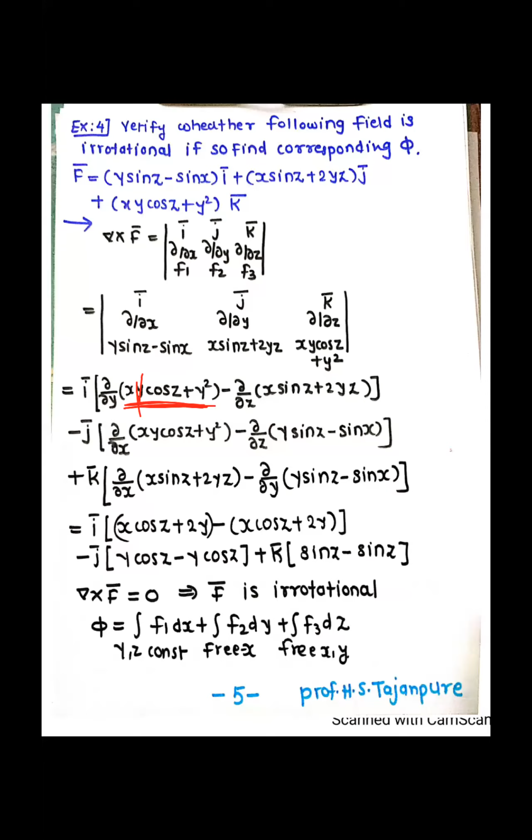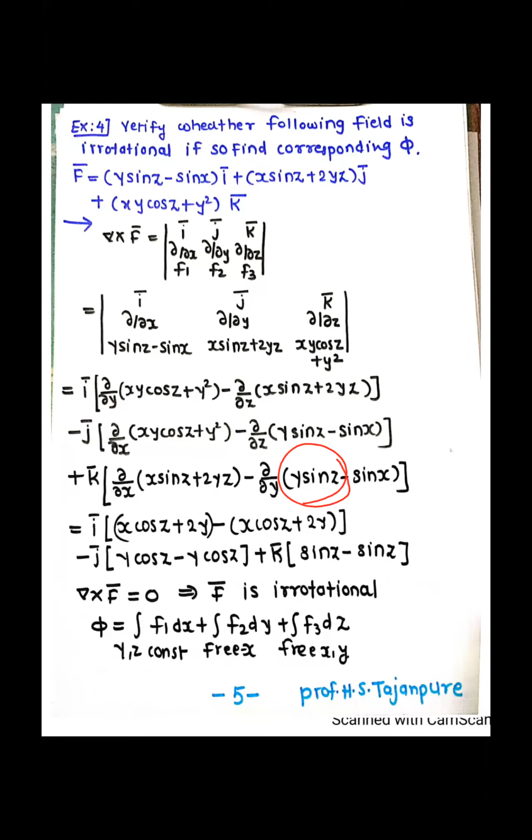Similarly here with respect to x, it is y cos z. With respect to z, it is y cos z. Sin x will be 0 because again it is differentiation with respect to z. Same thing here with respect to x will be sin z. Sin z will be there, x will be 1, and this 2yz will be 0. Now with respect to y of this term will be sin z, right?